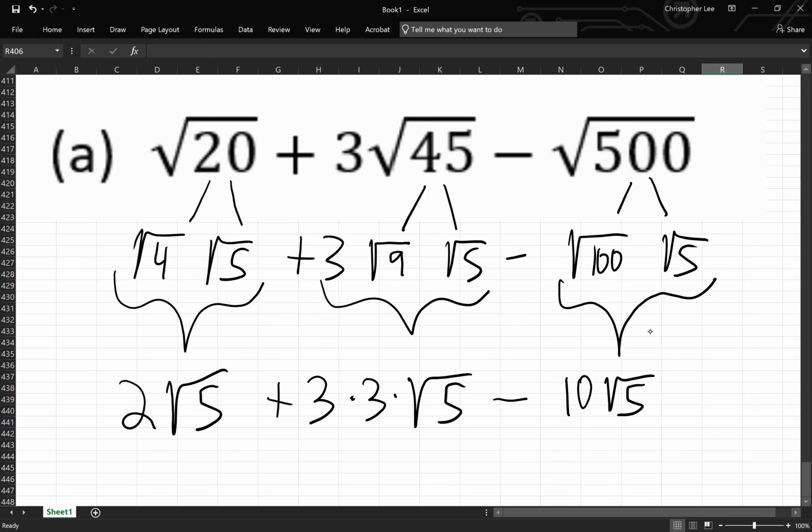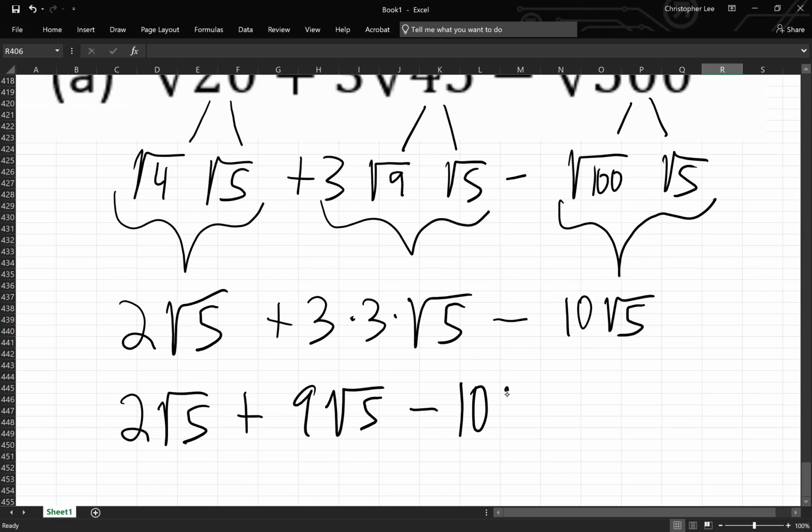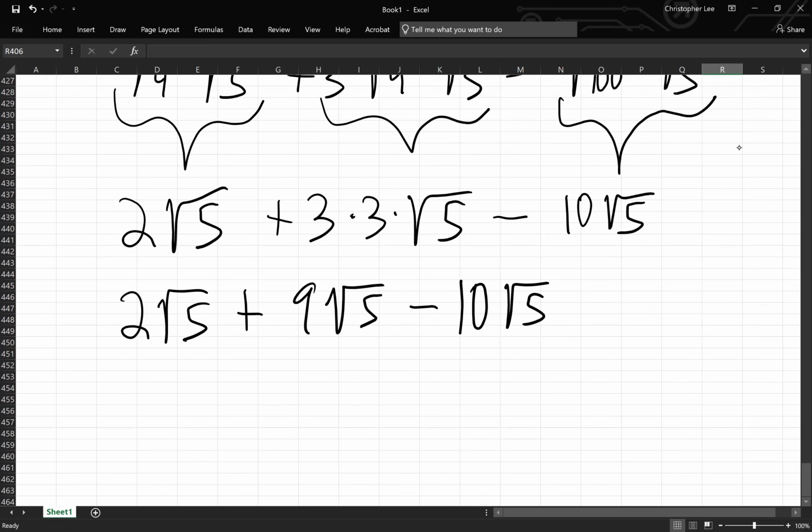Let's do our multiplication now. All right. So I have 2 radical 5 plus 9 radical 5 minus 10 radical 5. And how do I do this after that? This last part is kind of hard. Yeah, that's what I want you to do. So what is it?